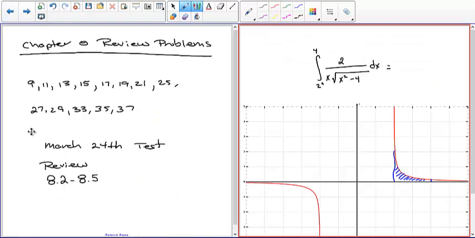I guess that was last year, March 24th test. Yeah. When I did this test before, it was just 8.2 through 8.5. I didn't include any L'Hopital's rule stuff on there, but don't count on it this time. I may include something.